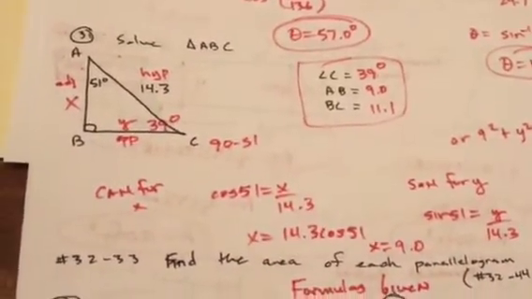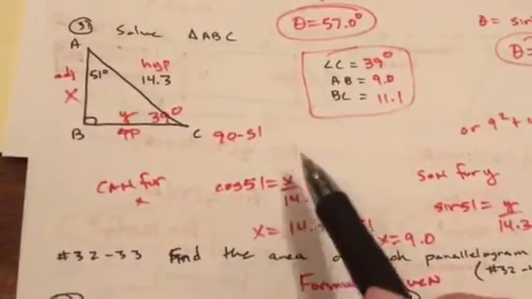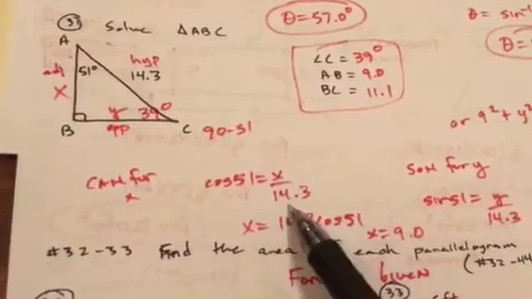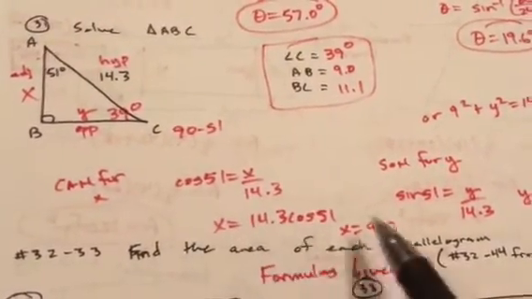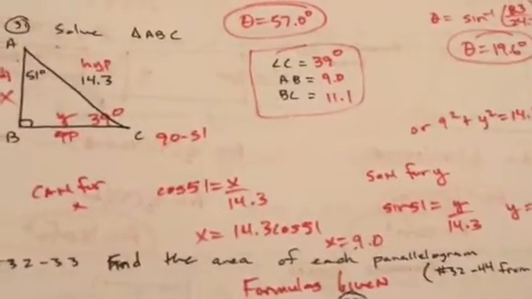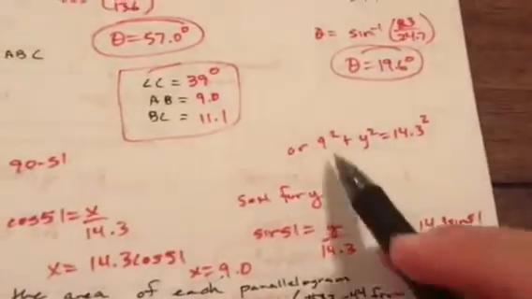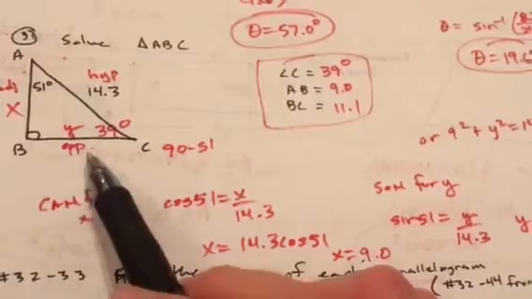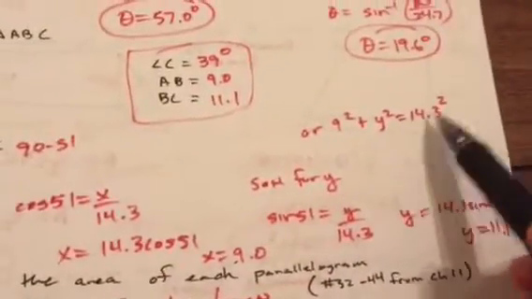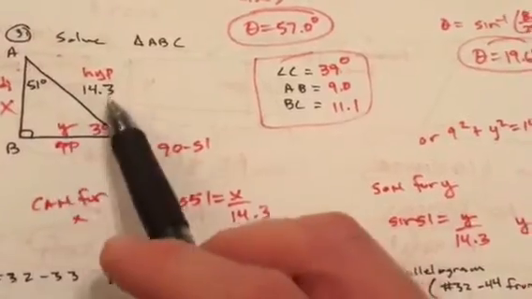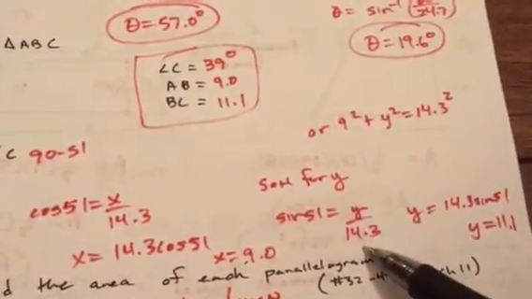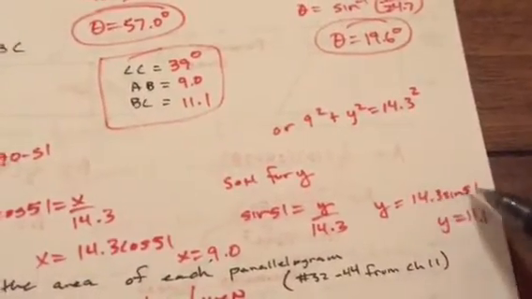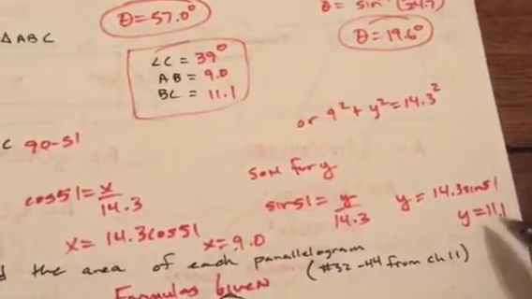So for x, you can use cosine. Cosine of 51 is the adjacent over the hypotenuse. 14.3 times cos 51 gives you 9.0. And when you have two sides, you can use the Pythagorean Theorem. You can say 9 squared plus, we'll call this y squared, is equal to 14.3 squared. Or you can also use sine, opposite over hypotenuse. You can say sine of 51 is opposite over hypotenuse. 14.3 times sine 51. You should get 11.1 no matter what.